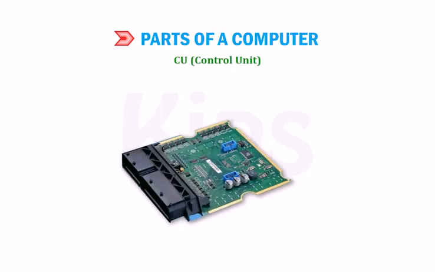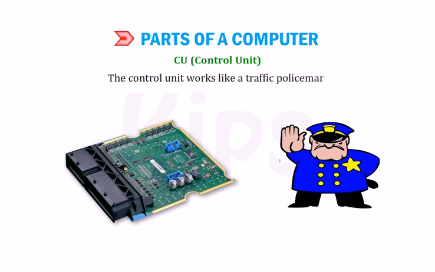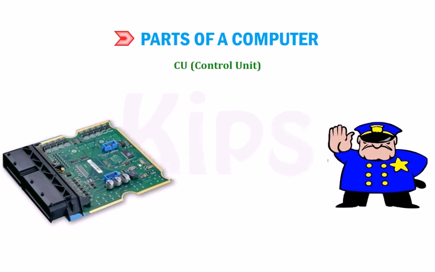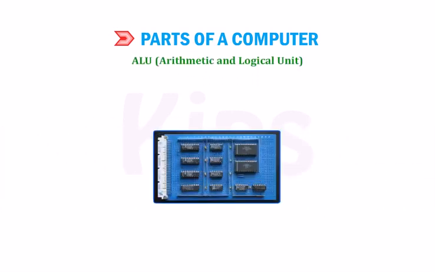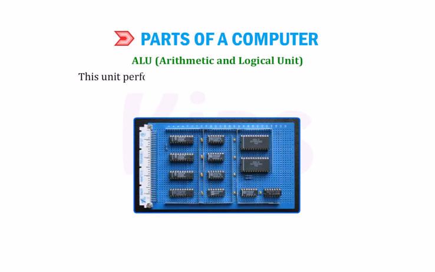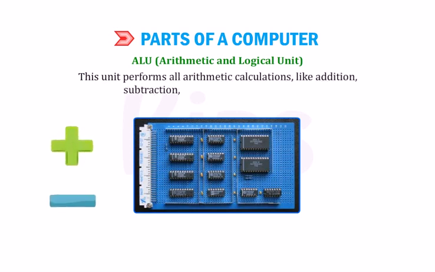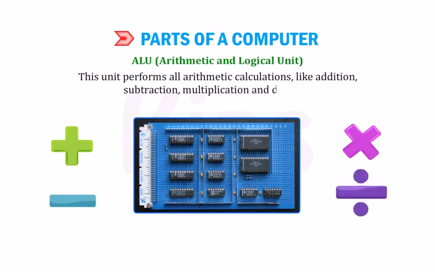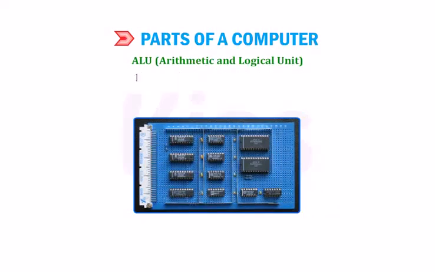CU, control unit. The control unit works like a traffic policeman. It controls and manages the working of all parts of a computer. ALU, arithmetic and logic unit. This unit performs all arithmetic calculations like addition, subtraction, multiplication, and division. It also performs logical operations.